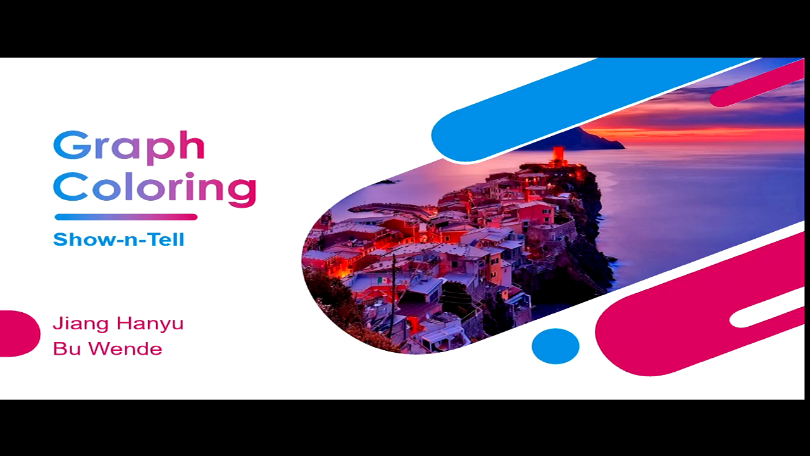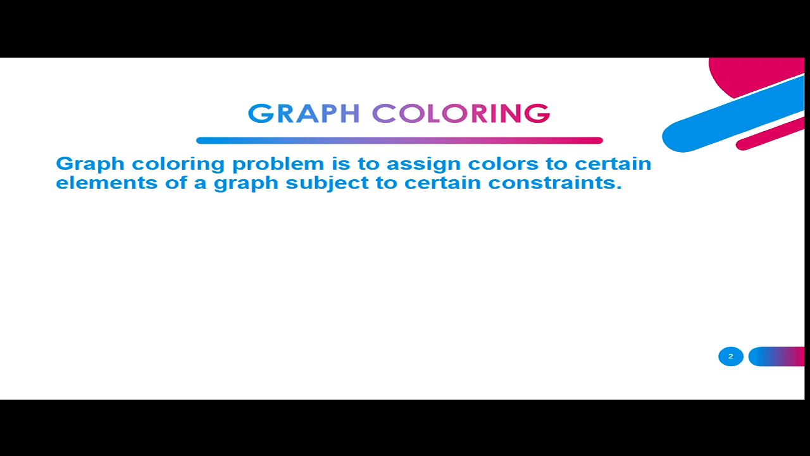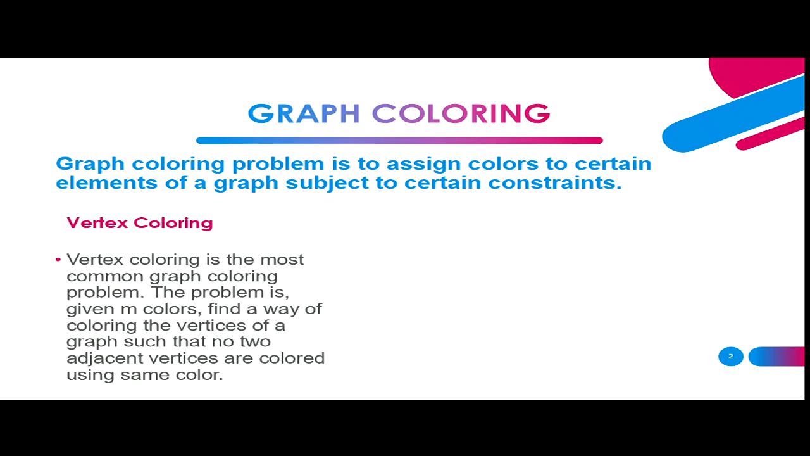So today, Wende and I will be covering the topic on graph coloring. So what exactly is graph coloring? The graph coloring problem is to assign colors to certain elements of a graph subject to certain constraints. And there are two types of coloring method. The first one is called vertex coloring. Vertex coloring is the most common graph coloring problem.